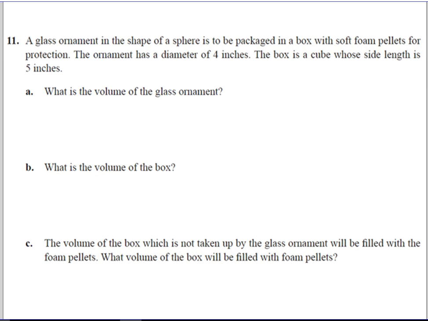Here we have a story problem that you will see again. A glass ornament in the shape of a sphere is to be packed in a box with soft foam pellets for protection. The ornament has a diameter of 4 inches or a radius of 2. Fix that. The box is a cube whose side length is 5 inches.